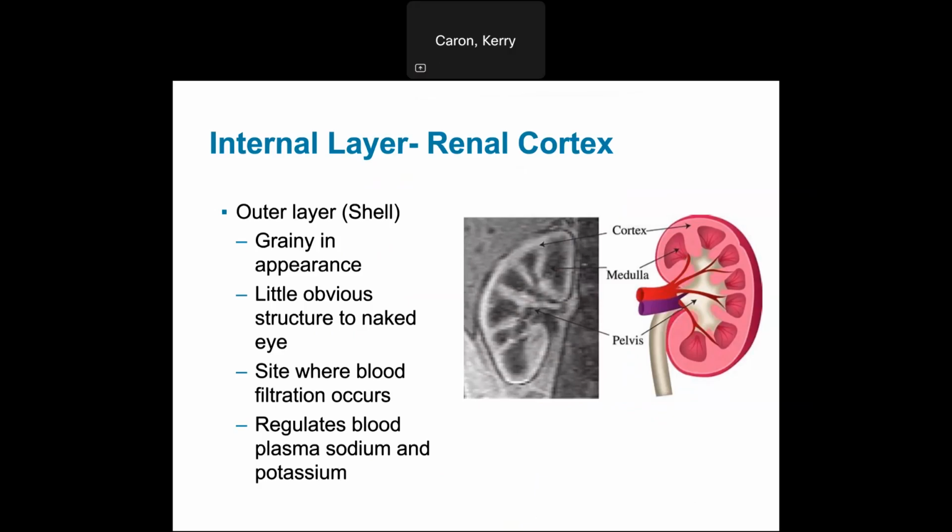Okay, so we have the renal capsule, the outer fibrous layer, and the next layer is the renal cortex. That is the shell. It is grainy in appearance. It's a little less obvious to the naked eye, but this is an important area because it's where blood filtration happens. This area also regulates blood plasma, sodium, and potassium levels.